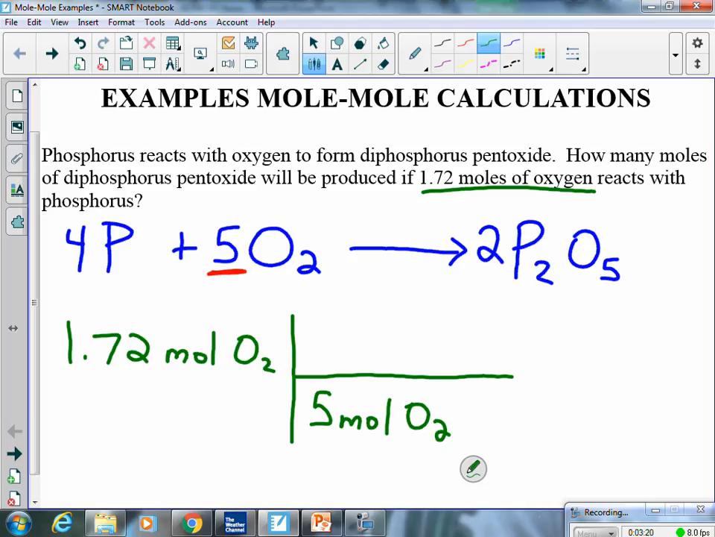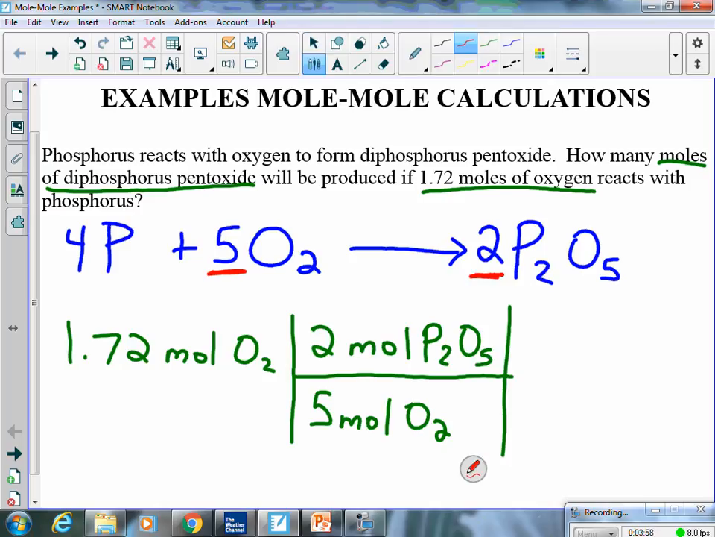Now, what am I being asked to convert this to? Moles of diphosphorus pentoxide. So what am I going to put on top? Okay, close. You just didn't have a label, Justin. 2 mole P2O5. Now, where did I get that? Coefficient.